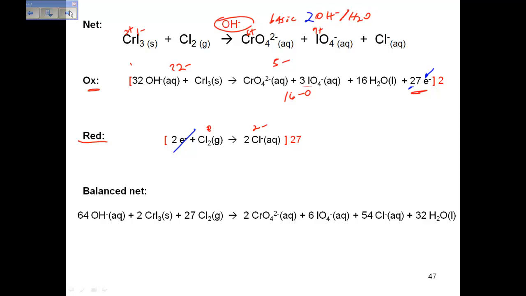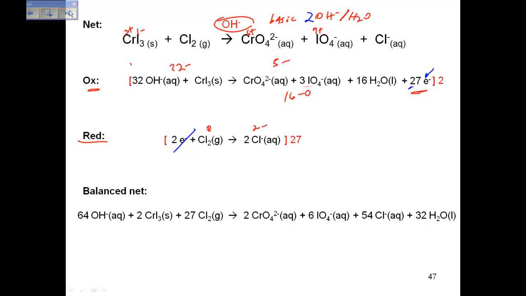Now I got to check to see if there's anything that I can reduce on both sides, and there's nothing reducible that's in common on both sides, and it's not divisible by any number because it's odd and even numbers. So this is my final answer. So all my atoms should be the same number on both sides. If you check it, they are 64 oxygens, 64 oxygens, 64 hydrogens, 64 hydrogens, 2 chromiums, 2 chromiums, 6 iodines, 6 iodines, 54 chlorines, 54 chlorines. All the atoms are balanced.